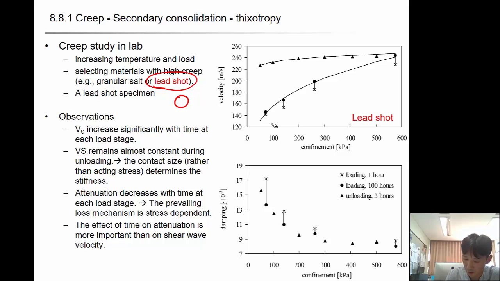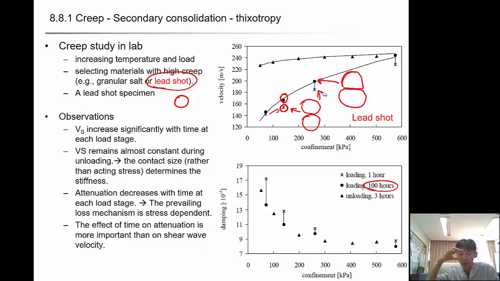So when you increase the stress, for example from here to here, it was here. And after 100 hours, it will go up by this. So what's happening? Before, it was like this, but here, if I exaggerate, like this, after 100 hours. So the contact area becomes bigger, so the velocity goes up by some amount. Also the damping ratio goes down, so energy dissipation is smaller.